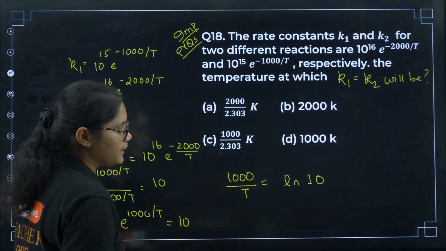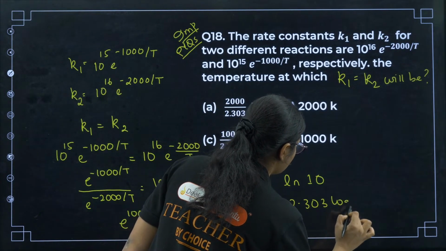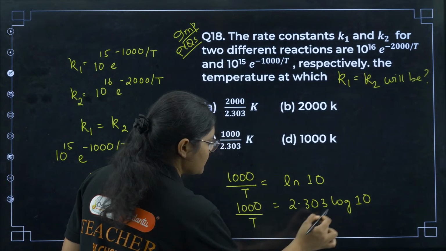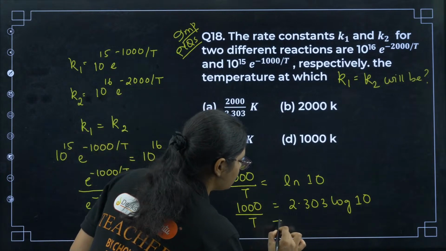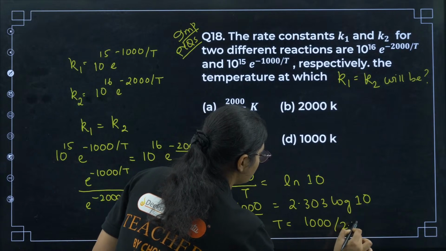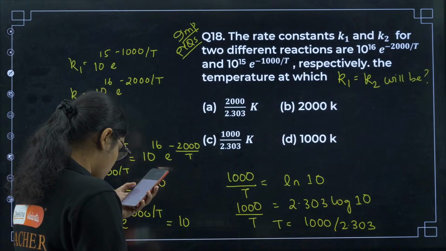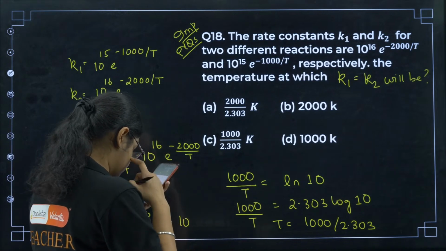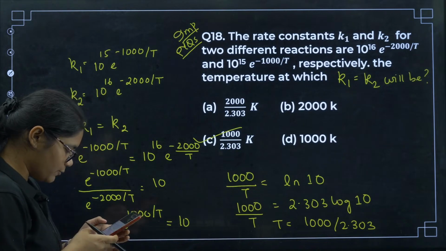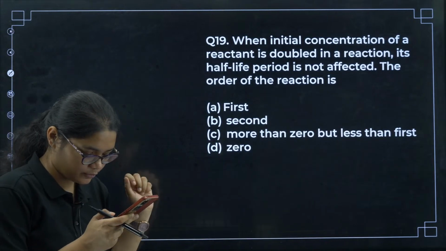Now ln I can convert into log. To convert into log I have to multiply by 2.303: 2.303 log 10 is equal to 1000 by t. Log 10 value is 1. So what is the value of t here? T will be equal to 1000 by 2.303. Yes, Kaushik has given the correct answer, Chandan has given the correct answer, Shagufta has given the correct answer. I hope all of you are getting this question. Very good students, I find the response is very good today.